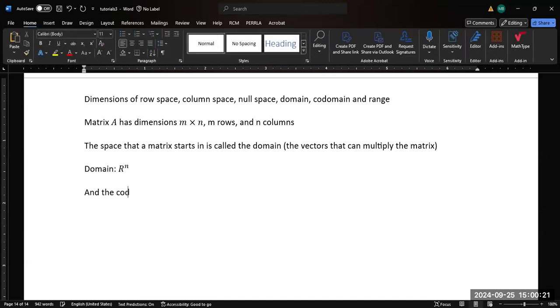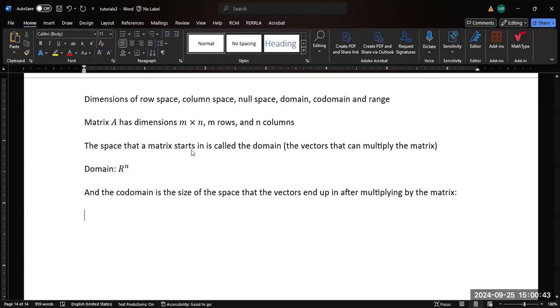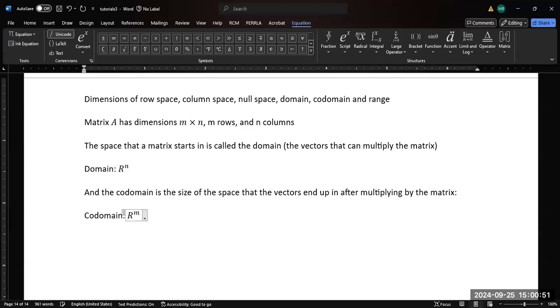and the codomain is the size of the space that the vectors end up in after multiplying by the matrix. So in this case, the codomain is Rm.